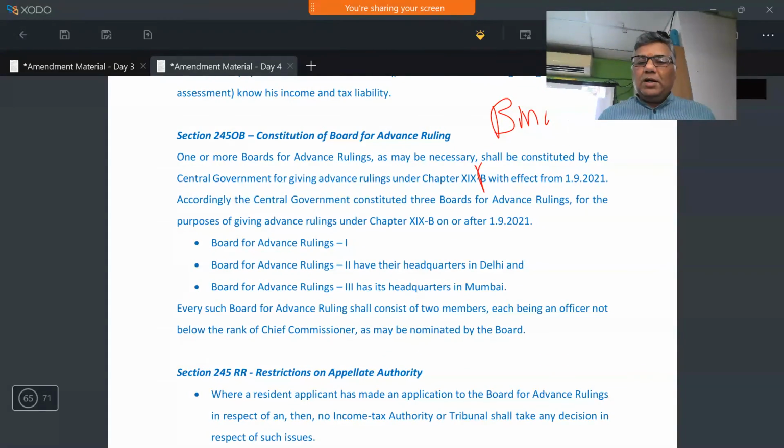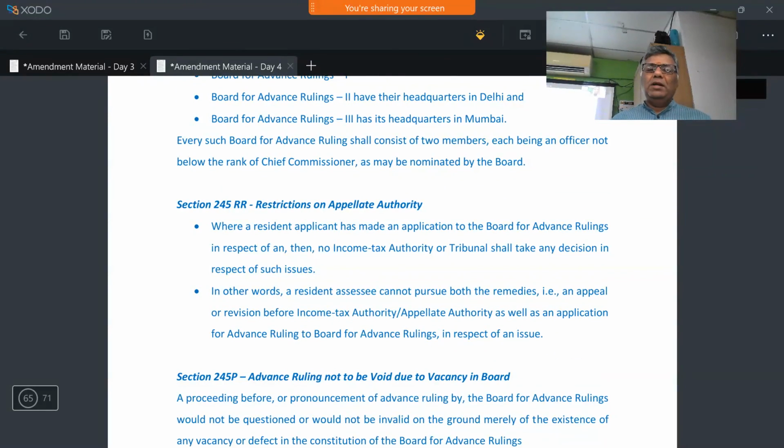It changed on or after 1921. That is the key date. One or more advance ruling boards, like an interim board having headquarters in Delhi or Mumbai, are going to be floated.